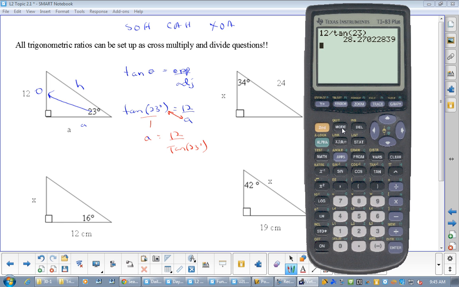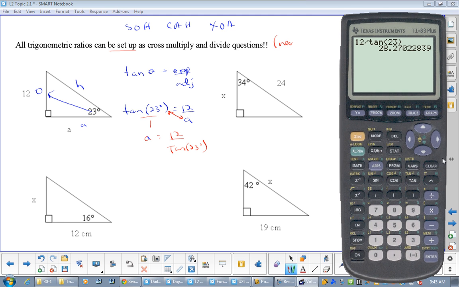Okay, so the answer would be... This one actually just said do the setup and then cross multiply. But let's just do it to the nearest degree. Is that what you guys are getting? Equals 28 degrees.